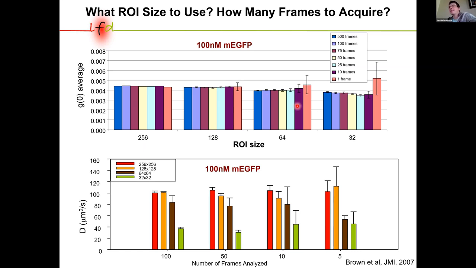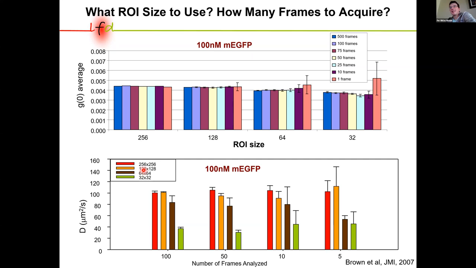Further reducing to 64 pixels, again, the error increases, and then 32 pixels, you see that, well, at 1 frame, the result becomes kind of unreliable. But still, it's pretty much consistent, so the amplitude seems not to be too sensitive to these variations. Now let's look at the diffusion coefficient.